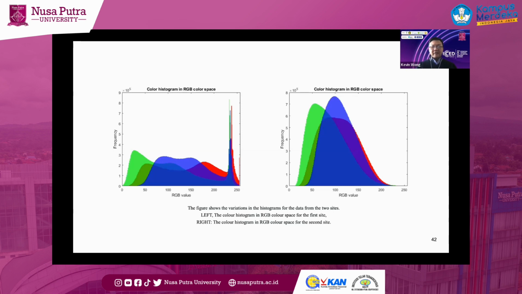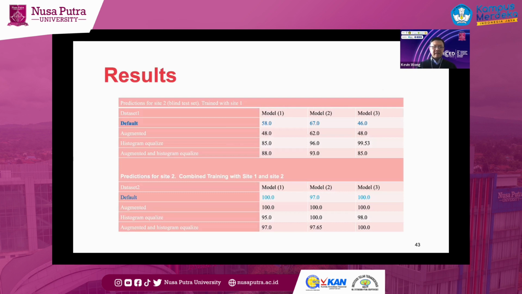You realize that the accuracy will be affected, which means that we need to do something about it. So this one is looking at the blind test data. The first one is you train with site 1 and you predict site 2. So when you go to site 2, because they don't have enough data, you can't retrain them and just use it, and that is the accuracy.